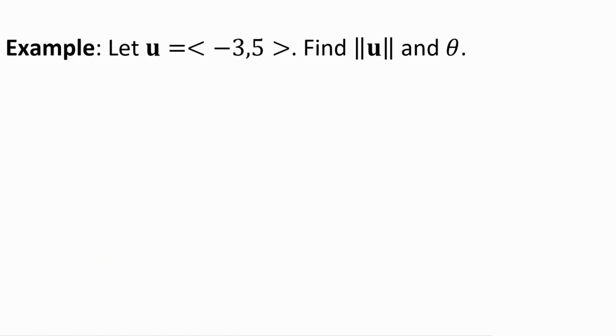Okay, so in this example, let u equal (-3, 5). Let's find the magnitude. When you read this, think magnitude of u or length of u. Let's find the magnitude of u and the direction angle theta. So what does the formula tell us that the magnitude should equal? Well, it's the sum of the squares of the components, and then you take the square root. That's essentially what it said. So what would that look like? The square root of?